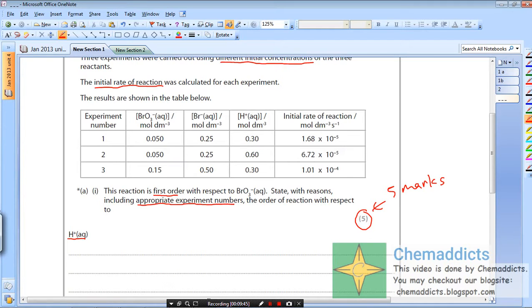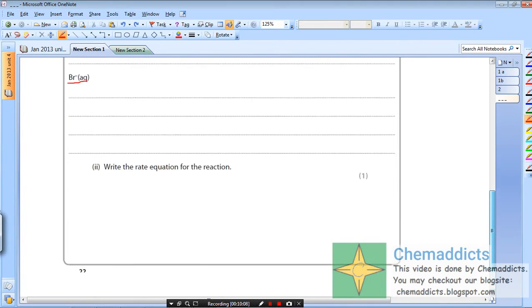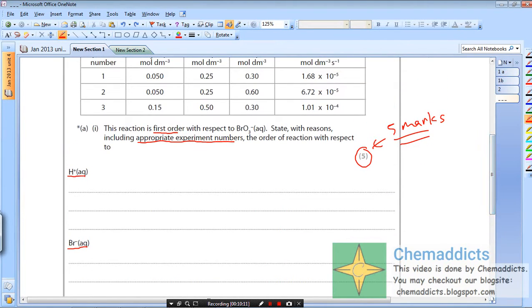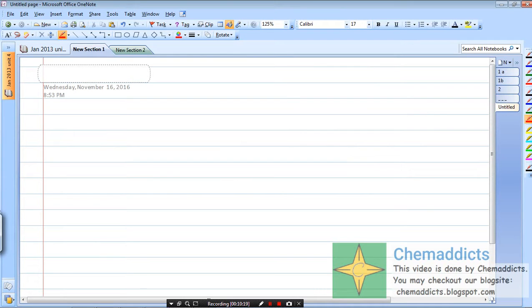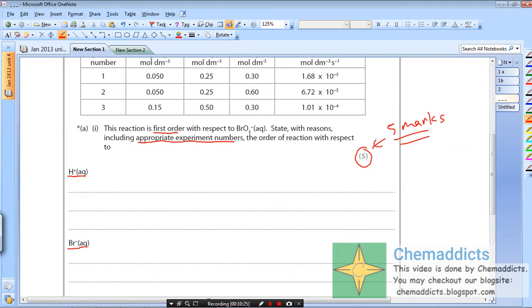Well, at first let us look at the mark distribution for this. Let's see the mark distribution for this question. I think I need a new page for that.